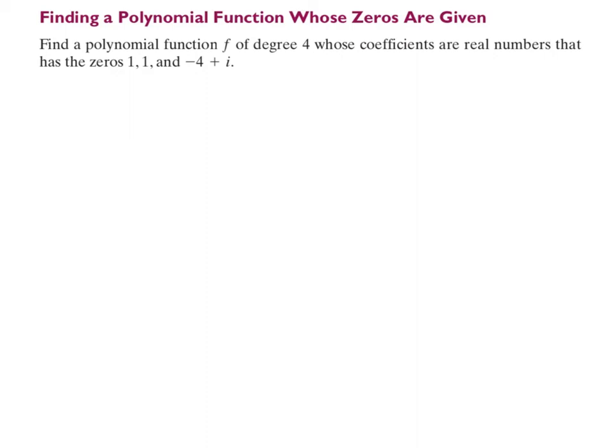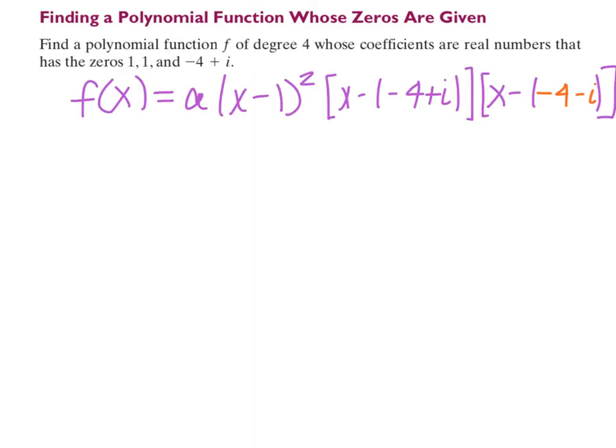Let's work through another example. Let's find a polynomial function f of degree 4 whose coefficients are real numbers that has zeros 1, 1, which tells me a lot about its multiplicity, and -4 plus i.